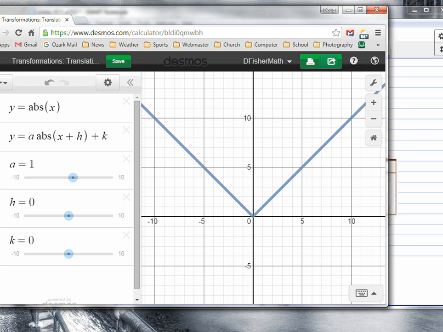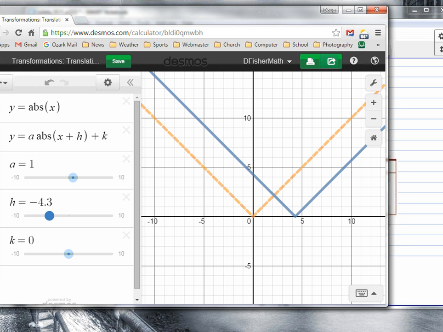Tell me which letter in this moves it left and right. H moves it left and right. So if I go to positives, what will happen? It goes left. If I go negative, it goes right. It is opposite. The reason is because your x arrives at the same y value earlier.